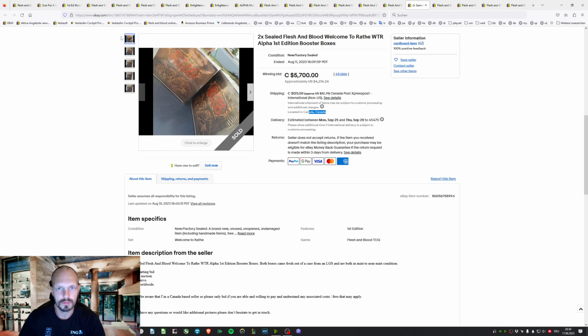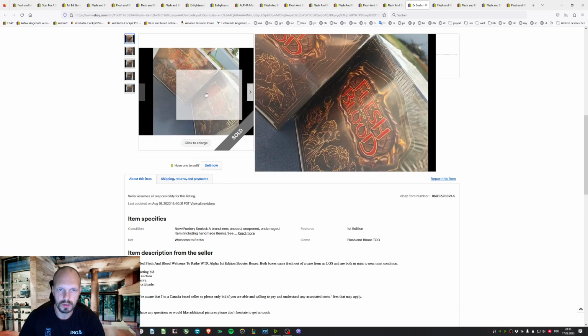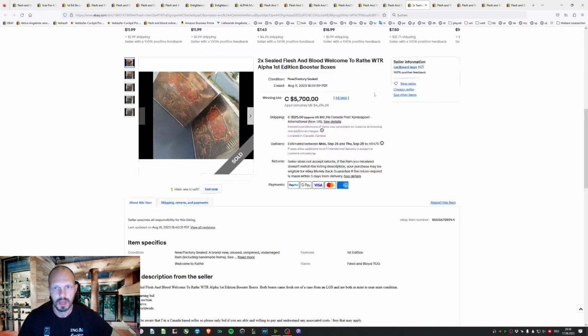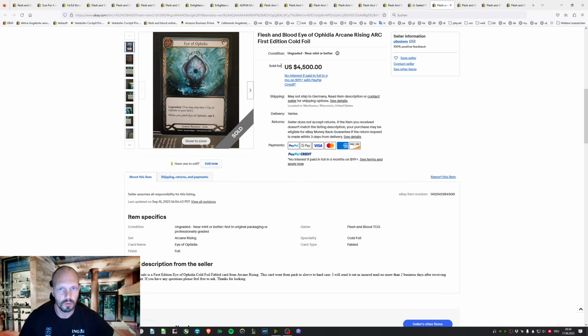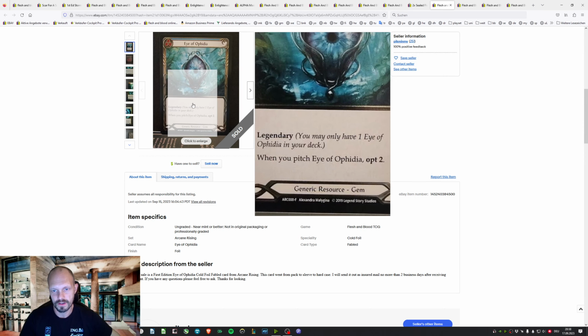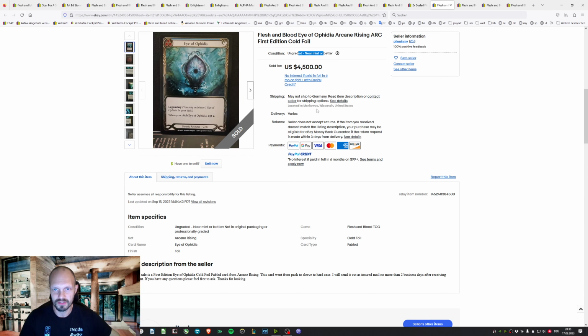All right, interesting. So that's 2 sealed boxes of Welcome to Wrath first edition. That seems to be a good deal compared to the rest, but I don't know about customs, taxes, fees, something. So, 4 more to go. Check this out. $4,500. Somebody paid this price for a raw Eye of Ophidia first edition. That's great stuff. This came from Wisconsin. And now we have the top 3.